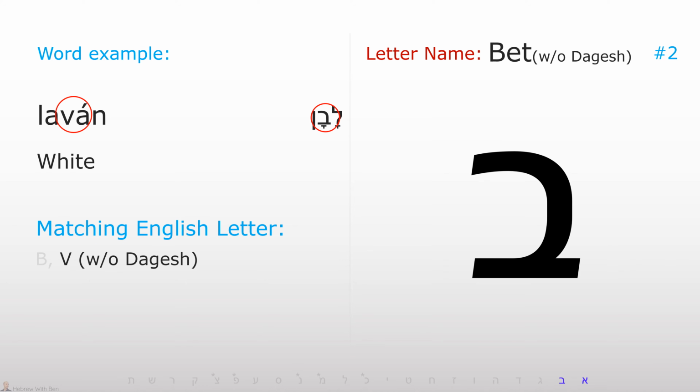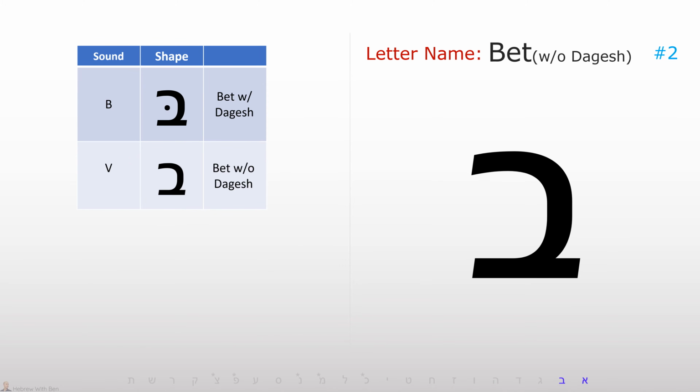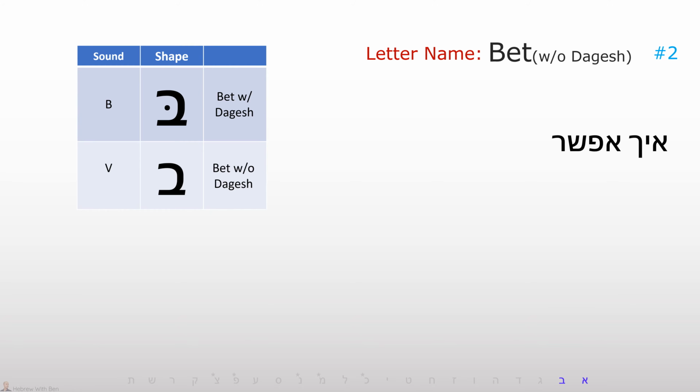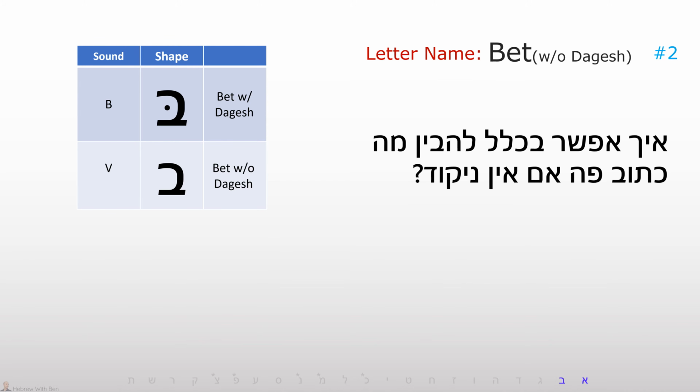In short, bet with a dagesh sounds like the English B, and without a dagesh like the English V. Normally you will see Hebrew text without nikud. That doesn't mean that the bet in a certain word is definitely without a dagesh. The sound of bet in nikudless reading is something you learn how to read with experience.